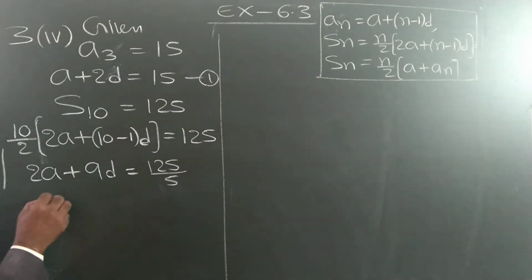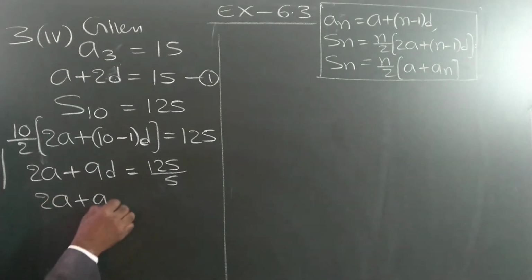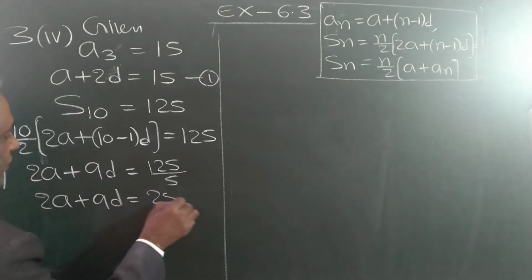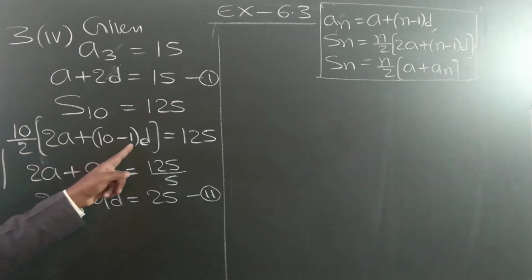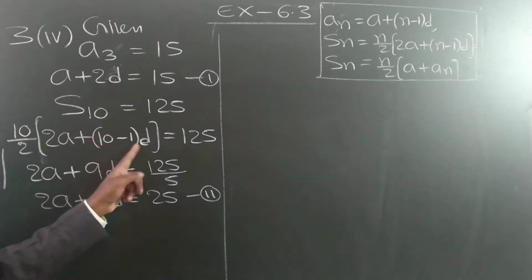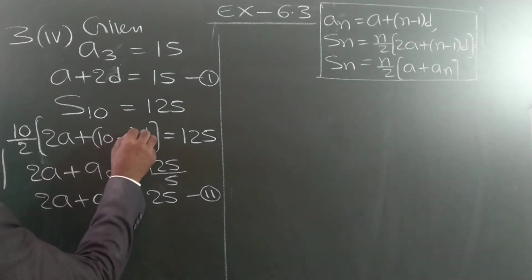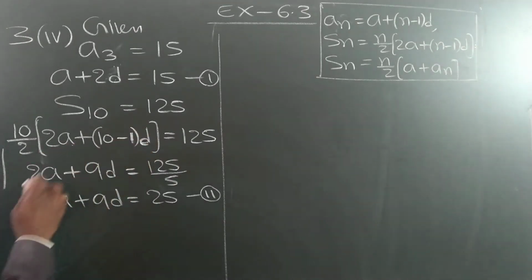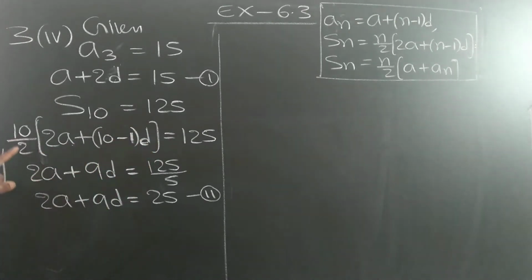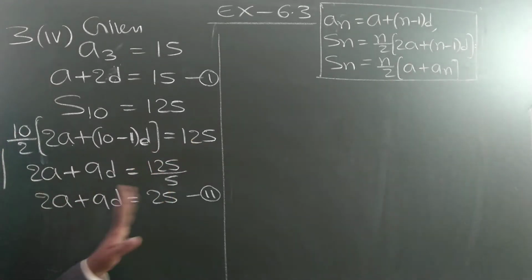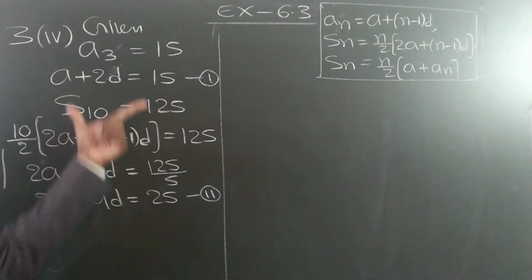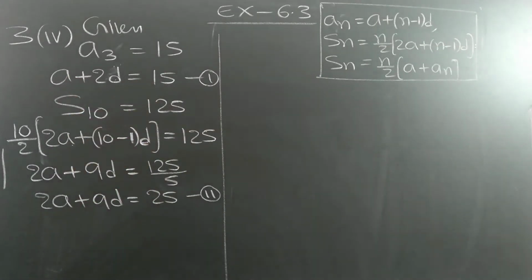See here. 2a plus 9d is equal to 25. Second equation: the S10 formula is n by 2 into 2a plus n minus 1 into d, so with 10 minus 1 it is 9d. 2a plus 9d, and 10 by 2 is 5. That 5 goes to the other side as the denominator, and 125 by 5 is 25. So we got the first equation and the second equation.